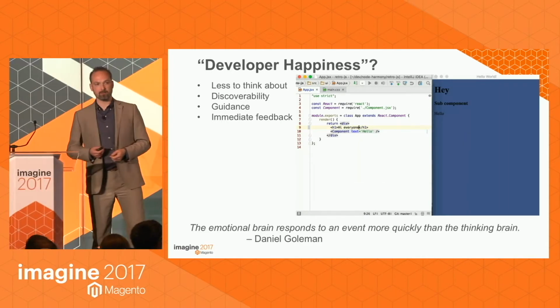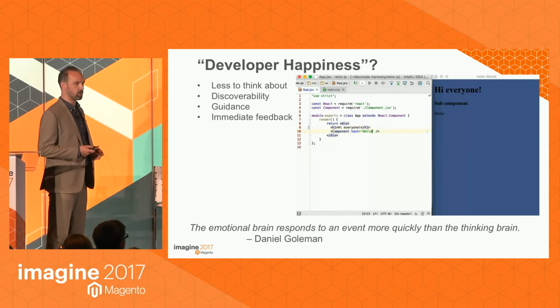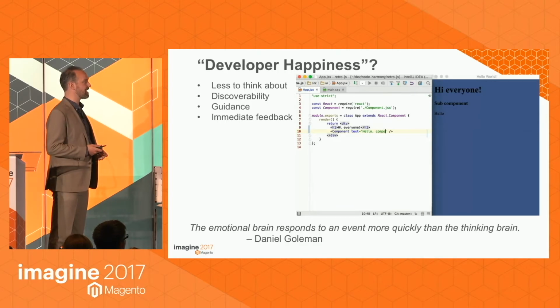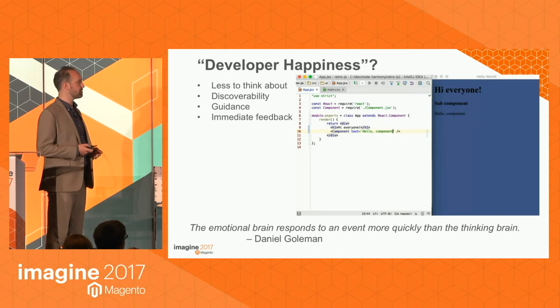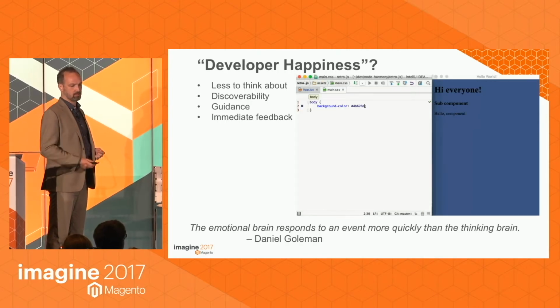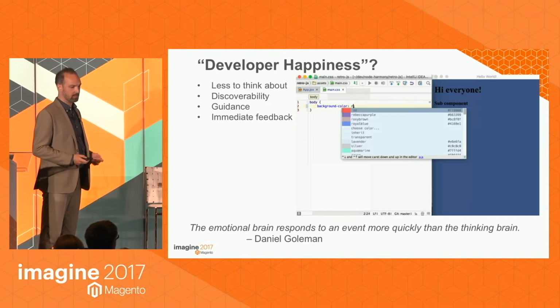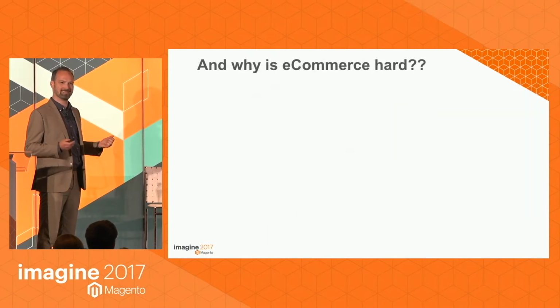We know that the emotional brain responds to an event more quickly than the thinking brain. So this happiness that you experience when you're seeing this immediate feedback helps you to learn. That's important. Okay, you also were like, wait, e-commerce is hard?